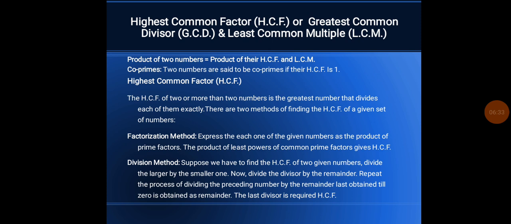Co-prime: two numbers are said to be co-primes if their HCF is 1. That means the only common factor of the two numbers is 1. Such numbers are called co-primes.